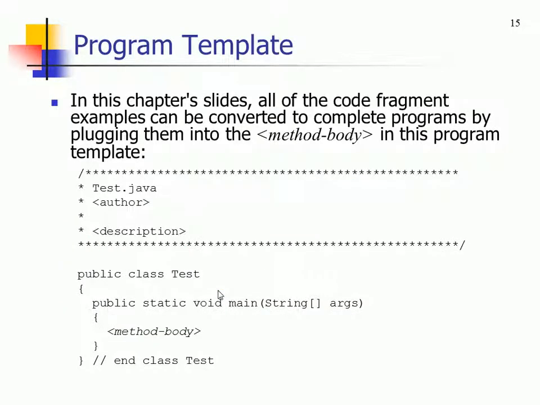All right. Let's start with a program template. Did you ever make something that you're going to make a bunch of copies of, so you make a template or a pattern for something and you use it over and over again? That's what this is. It says in chapter slides, all the code fragments can be converted to complete programs by plugging them into the method body below. If you were to make a program like this, all you would have to do is go in here and change the author, change the description, change the method body, and it would work, wouldn't it? And obviously, you'd be changing the file name as well.